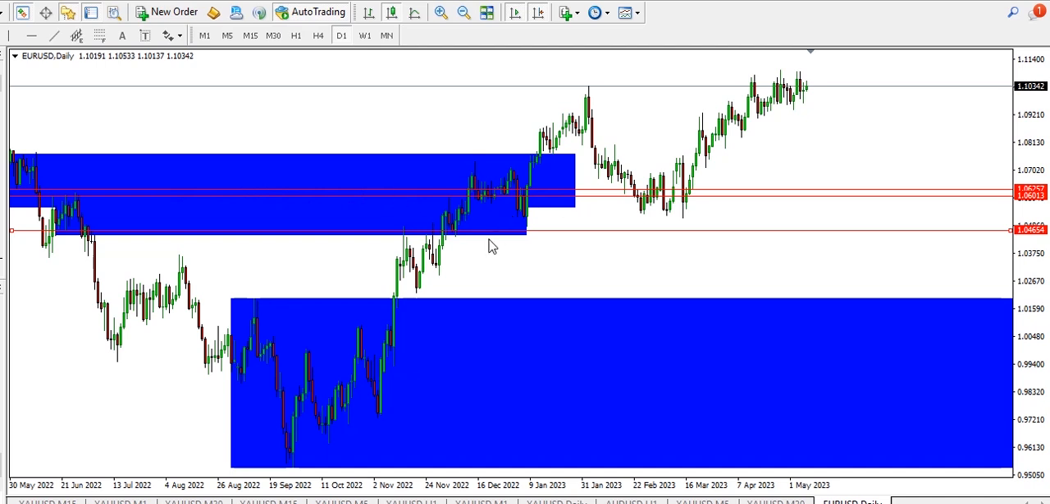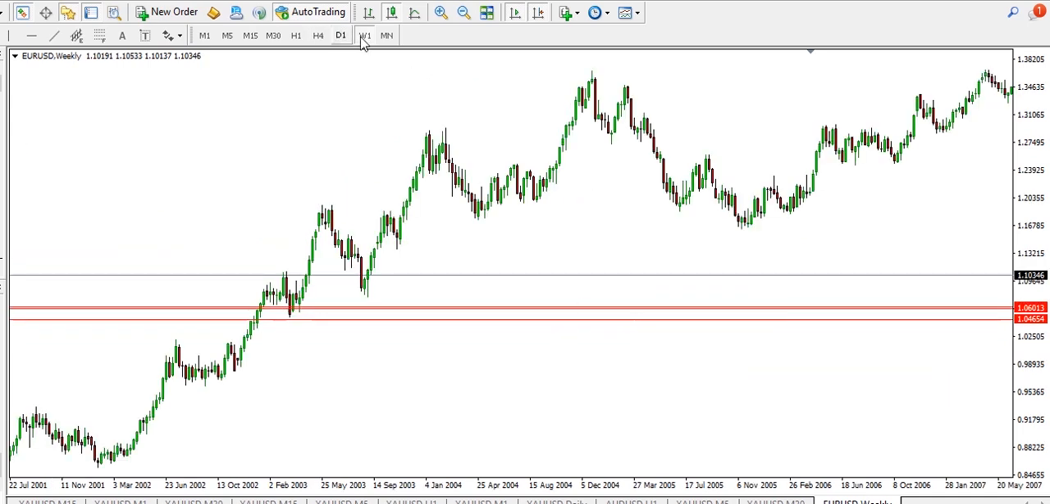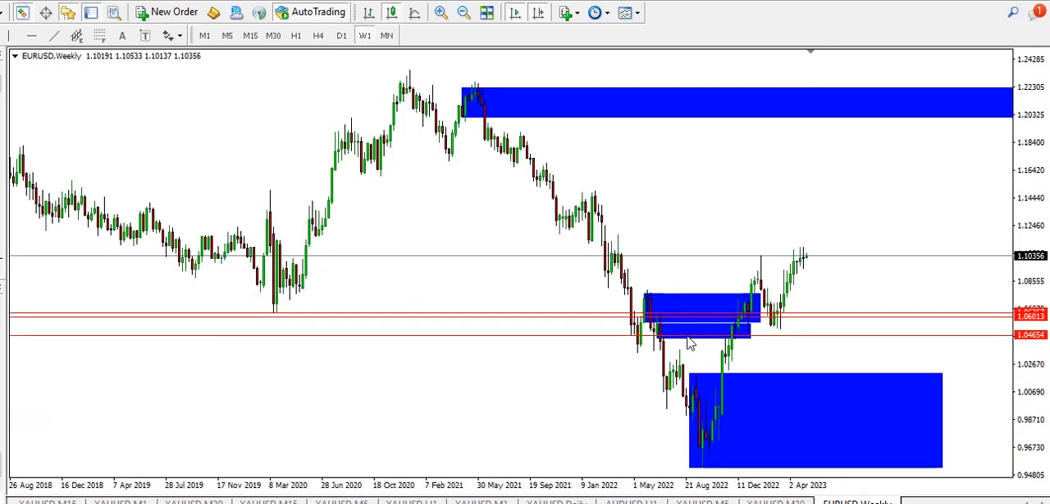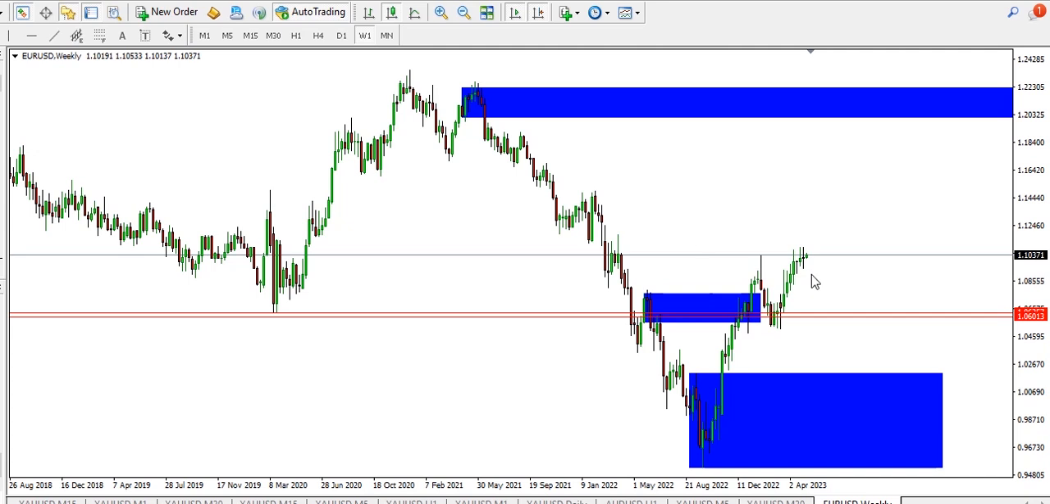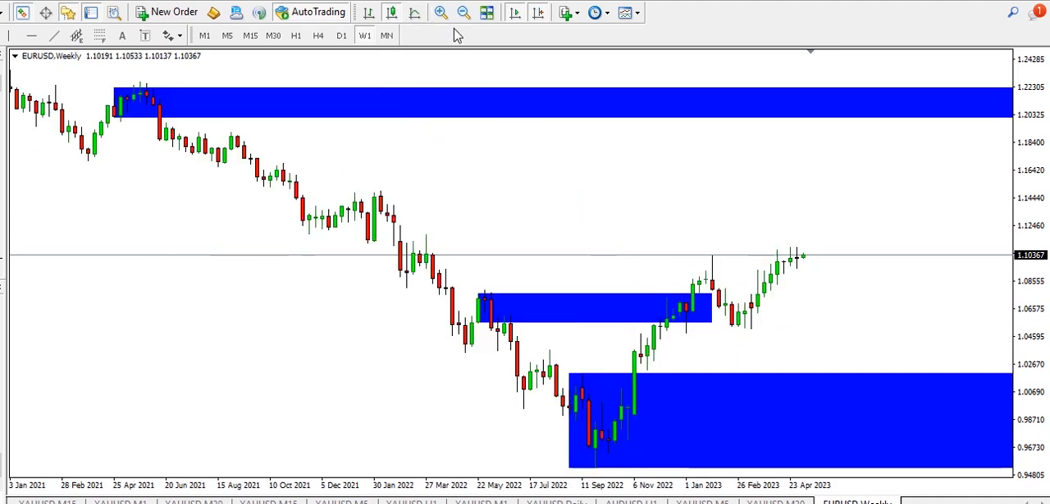Now, back to the weekly time frame. Let's look at this very order block. Excuse me, just a minute. I want to delete some. Okay, now still on the weekly time frame, this initial order block. For this order block we have inefficiency.